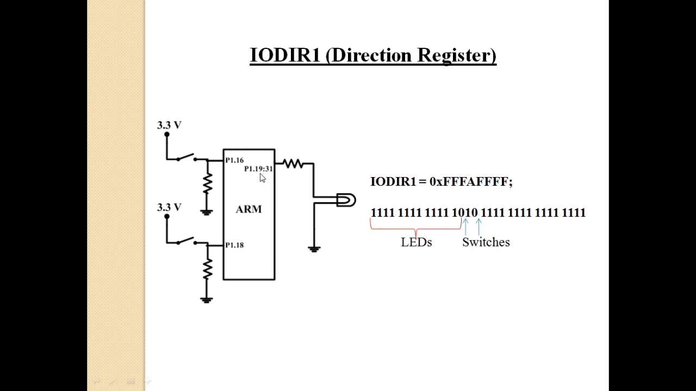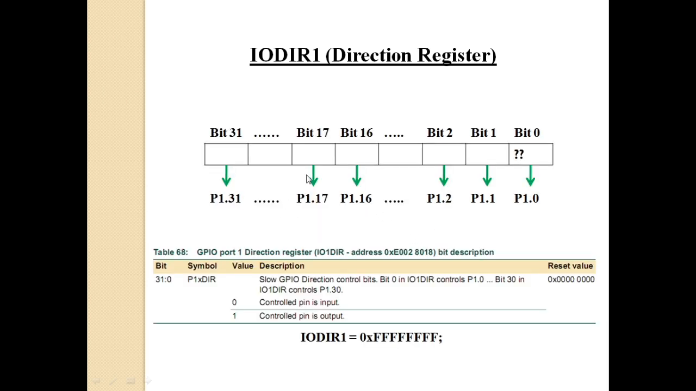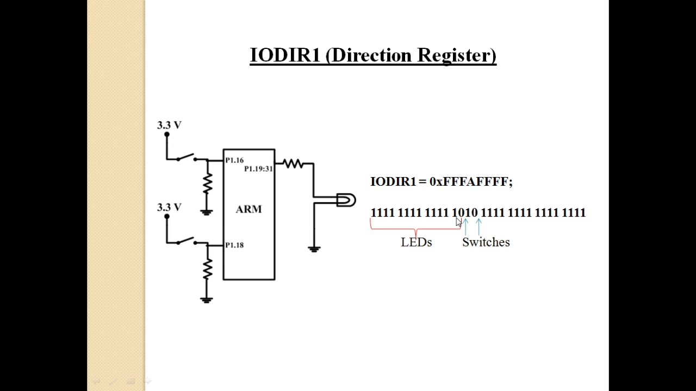And for bits 19 to 31, you are connecting LEDs. All these pins have a 1-to-1 mapping, as I have told here. So in this case, P1.19 to 31, that is bit number 19 to 31 of the IO direction register, should be configured with ones. So these pins you will be configuring as output. These two pins you will be configuring as input. All the others are don't cares, right?